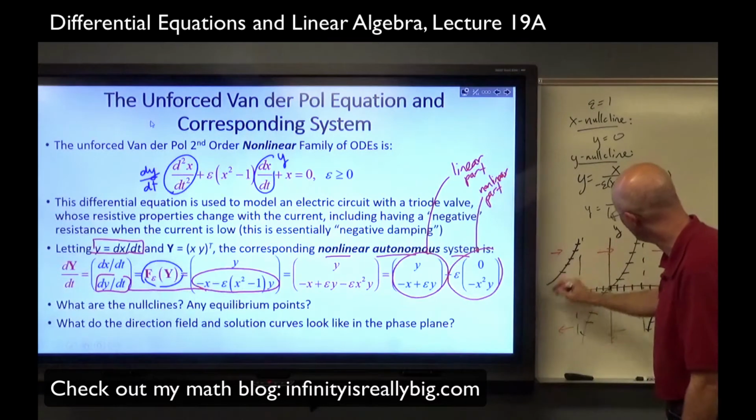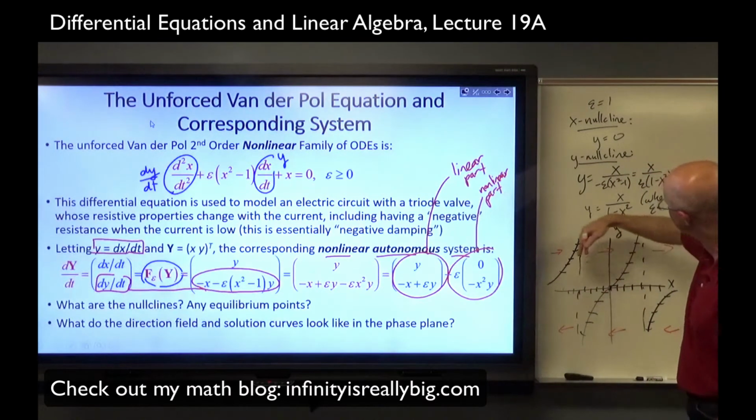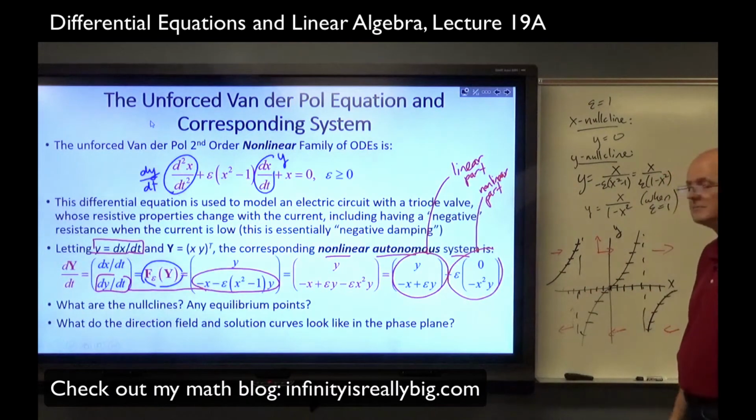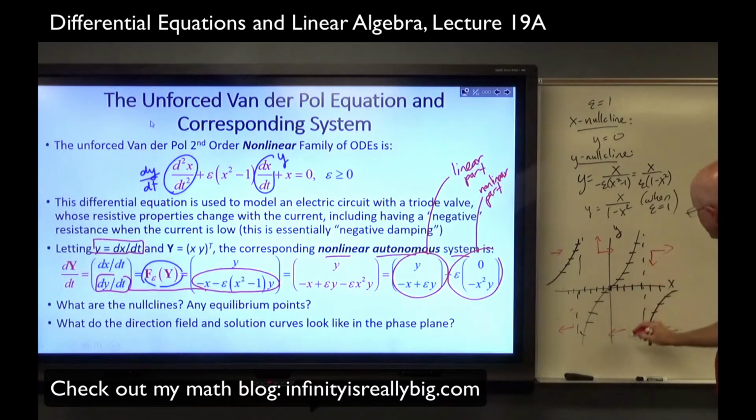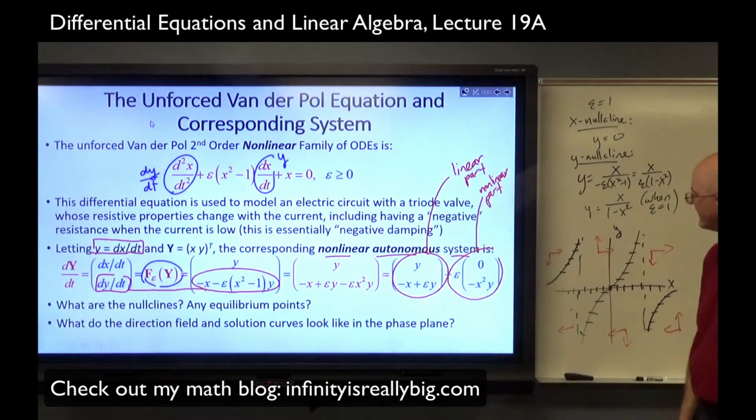So in this region in here, above this part of the y nullcline and below that part, solutions are going to move upward. And you can check that in here, they'll move downward. Over here, they'll move upward. And over there, they'll move downward. You can double check that. Putting all this information together, you can try to draw some solution curves.